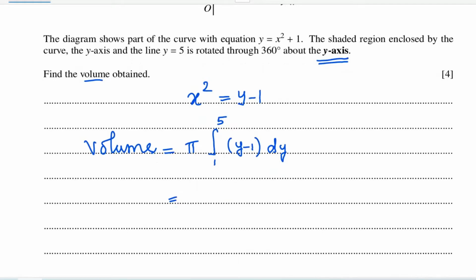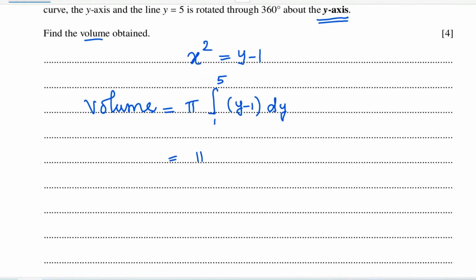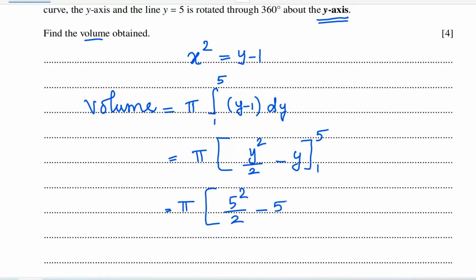Let's integrate y minus 1. You will get pi times y squared divided by 2 minus y. The limit is 1 to 5. Pi times 5 square divided by 2 minus 5, and minus of, when you substitute the lower limit 1, you will get 1 square divided by 2 minus 1, and minus multiplied by minus, it will become plus. This is 1.